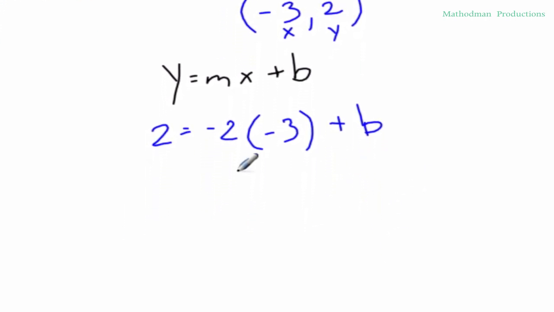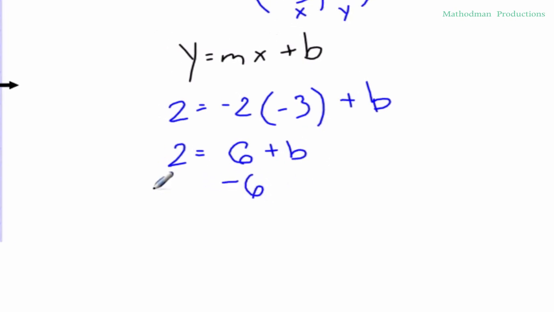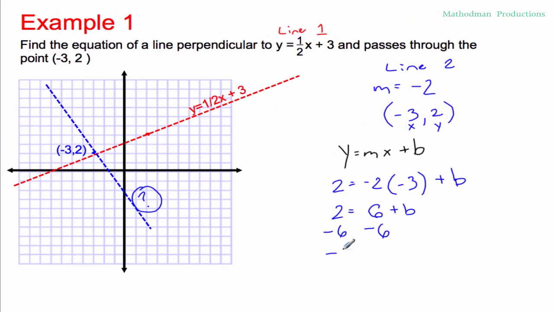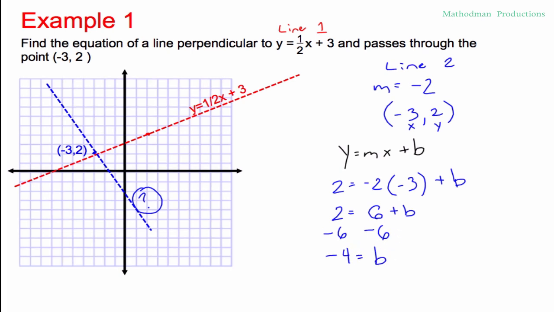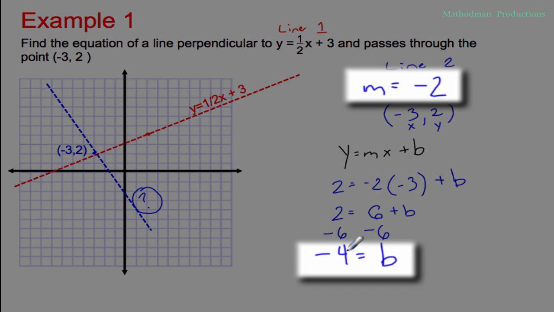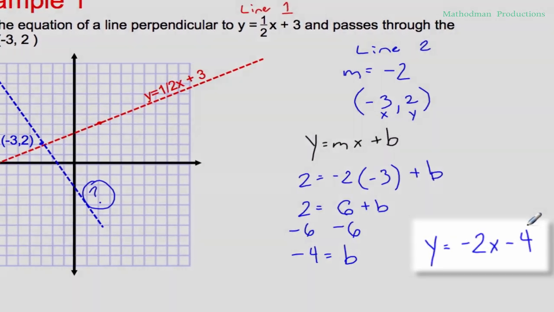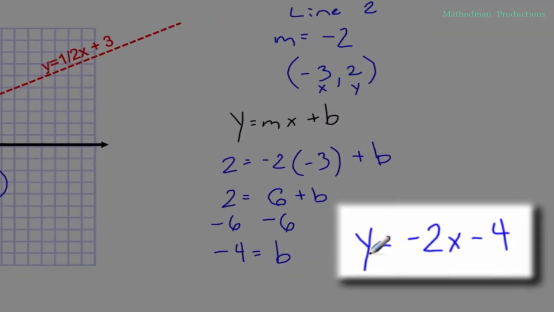So from here, solve for b by simplifying. 2 equals -2 times -3, which is 6, plus b. Subtract 6 from both sides and you get -4 equals b. We have enough information to write the equation for that line. We have a slope and a y-intercept, so just put the two together and you have the equation that's perpendicular to that first line that we have. y equals -2x minus 4.